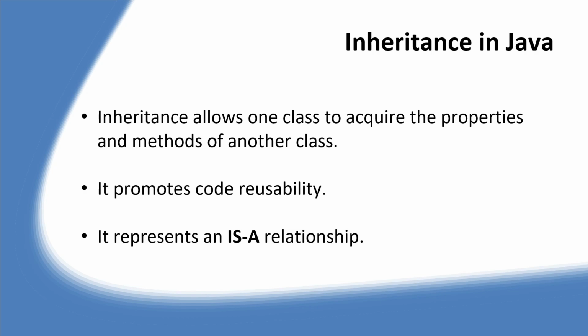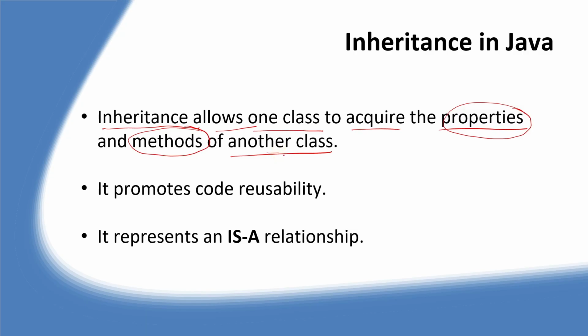Inheritance is a mechanism where one class inherits the fields and methods of another class. So here it is written, inheritance allows one class to acquire the properties and methods of another class. So one class can acquire the property and method of another class.